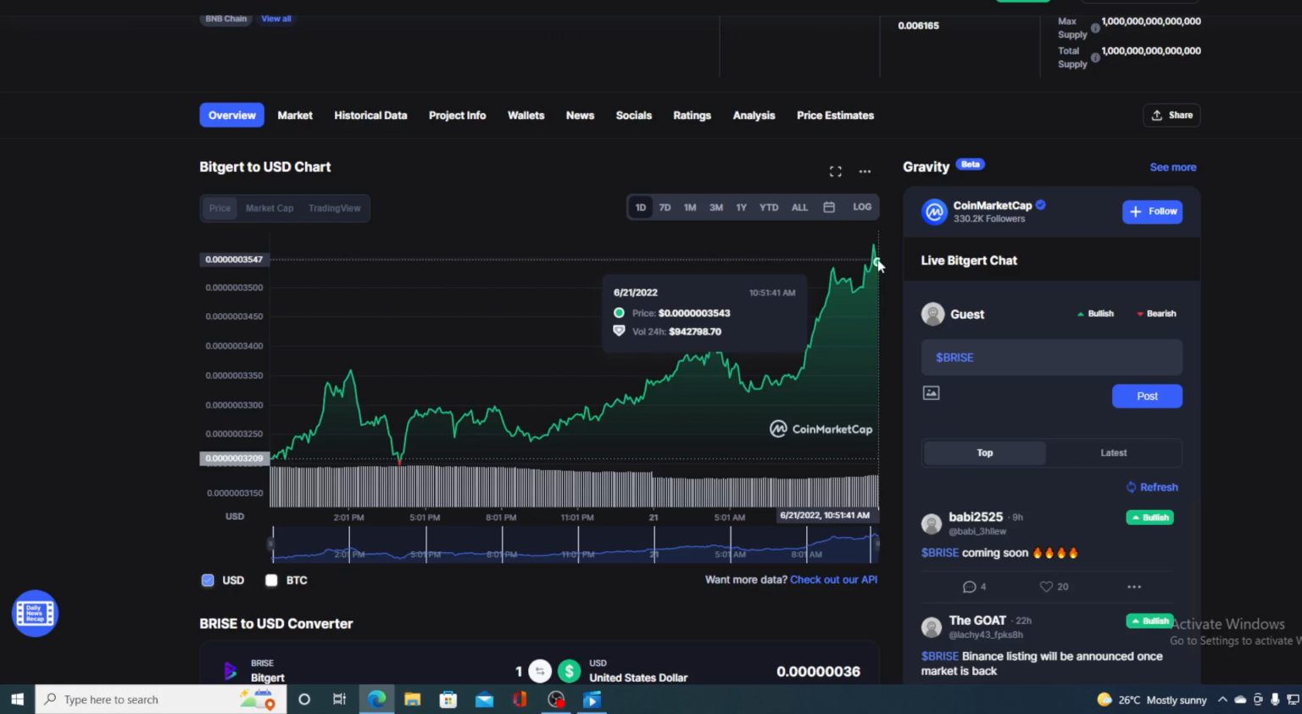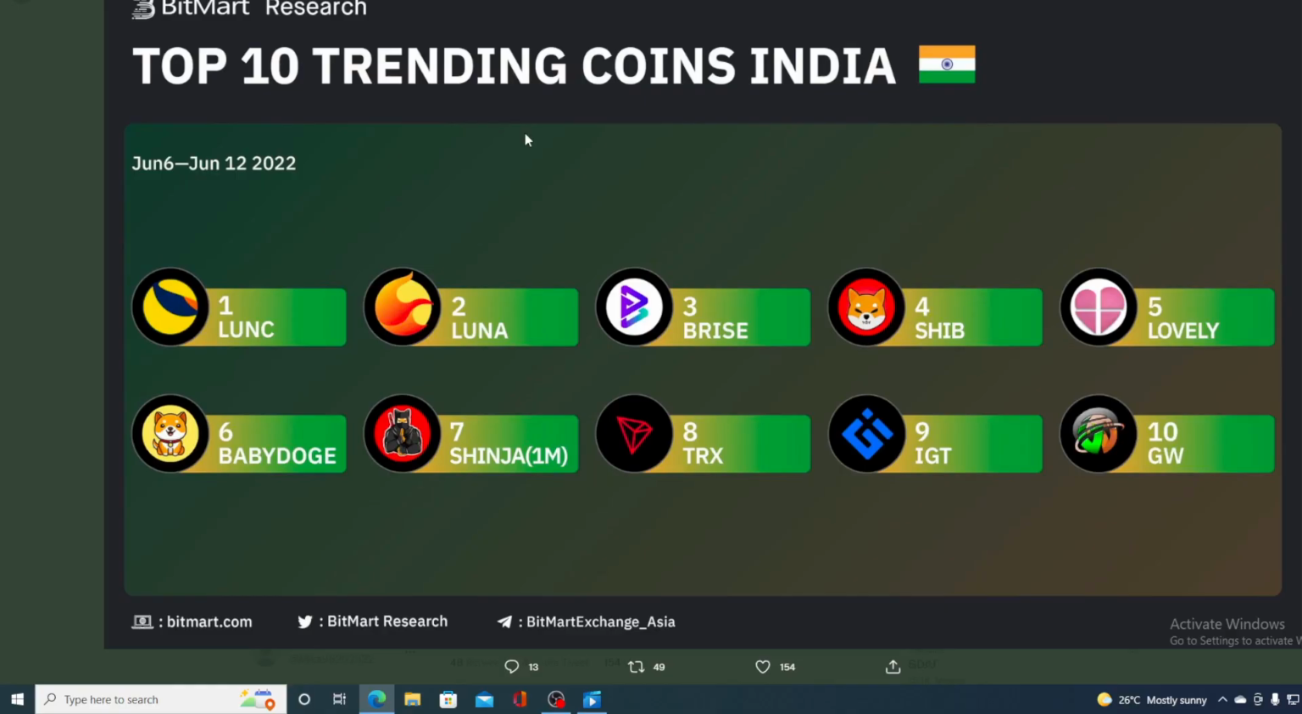And yes, you heard it well, there is more news. Take a look at this, guys. This shows you that Bitgert is not only popular in the United States, but all over the world. Top 10 trending coins in India. Bitgert Brise is in third place. And this is a great place to be right now.